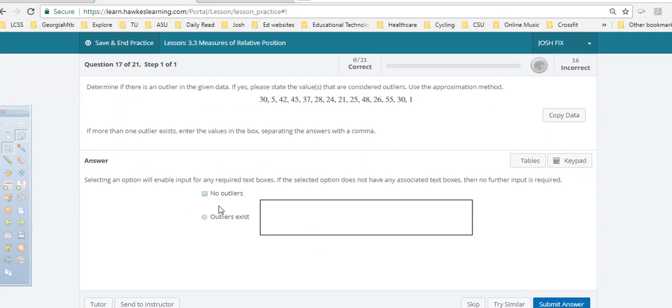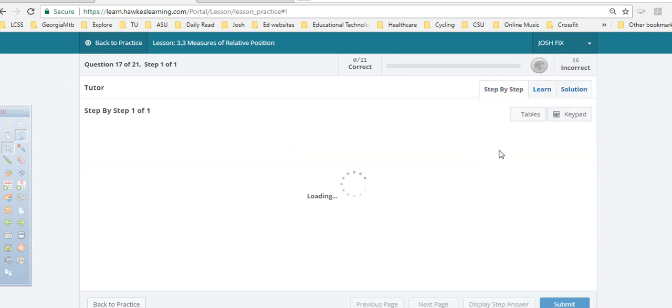Let's come back here and take a look at what the tutor says. If we go to the tutor and go step by step, the first thing they're going to ask you to do is utilize this formula. Our formula is 1.5 times the interquartile range above Q3 or 1.5 times the interquartile range below Q1. So the first thing we have to do is find Q3 and Q1 so we can subtract them and find the interquartile range.